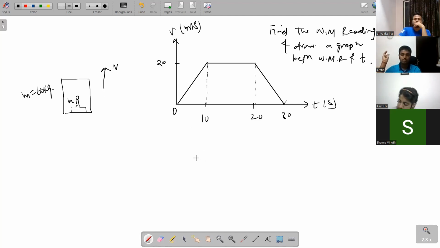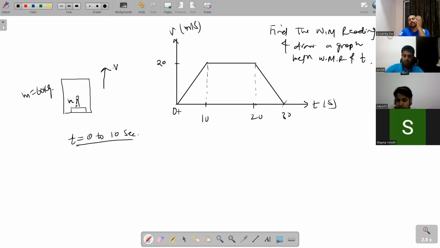See what will happen. You can see that the speed is increasing from 0 to 10, from 10 to 20 the speed becomes constant, and from 20 to 30 the speed is decreasing. Now, if I talk about t equal to 0 to 10 seconds, here we can see that the speed is increasing. It means that this lift will have acceleration.